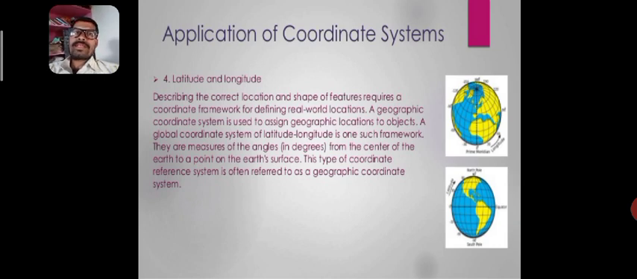At the poles it is zero, at the equator it is maximum, we can say like that. This type of coordinate reference system is often referred to as a geographical coordinate system. The geographical coordinate system differs from the Cartesian system. In geography we take the coordinates as degrees, whereas in the Cartesian plane we take them as points.